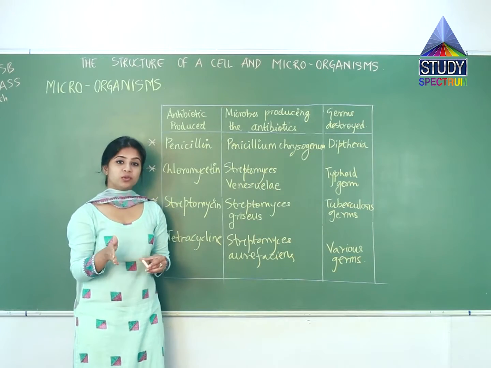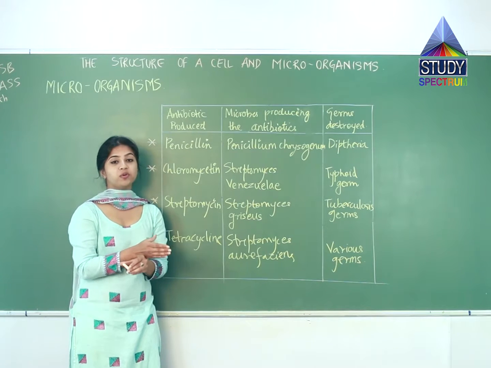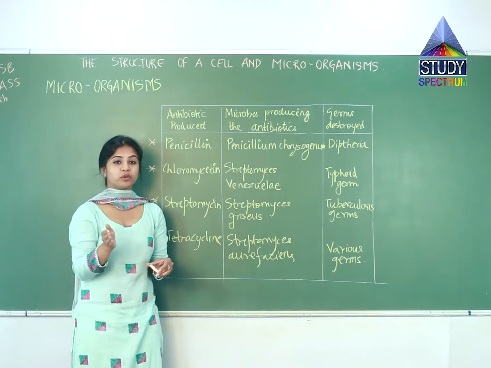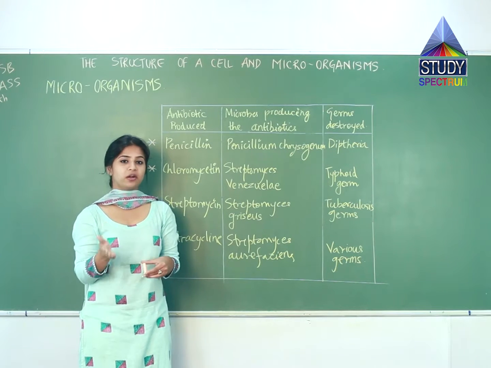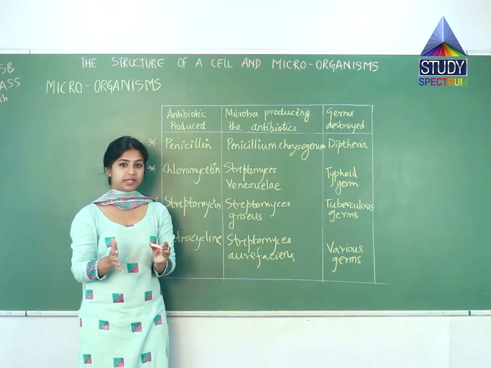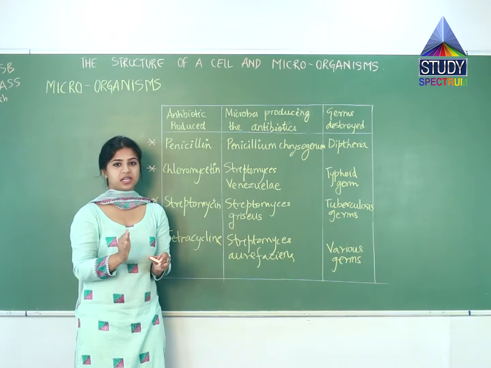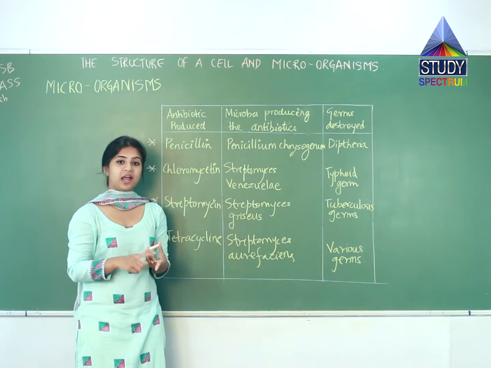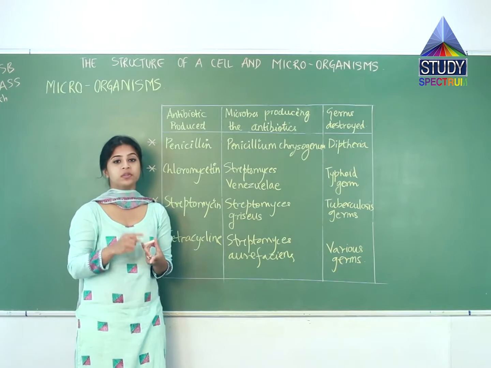So I explained to you that there are some microorganisms which are able to produce antibiotics. Not all are able to produce these antibiotics. Some of these are the organisms that have the capability to produce antibiotics. Now let me explain again what antibiotics are. I told you previously that antibiotics are the substances that are useful in killing the microorganisms that are harmful to the body.